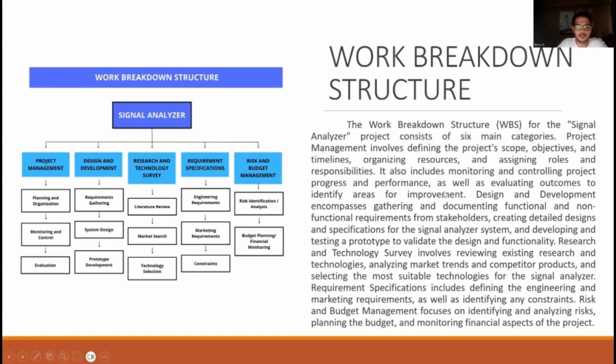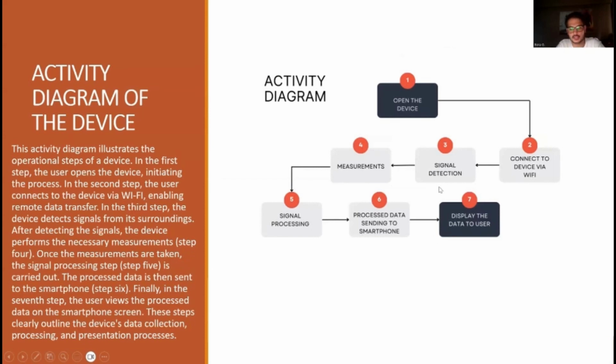Now, I will briefly explain the working principle of our device through an activity diagram. This activity diagram illustrates the operational steps of the device. In the first step, the user turns on the device. In the second step, the user connects to the device via Wi-Fi. In the third step, the device detects signals from the outside.